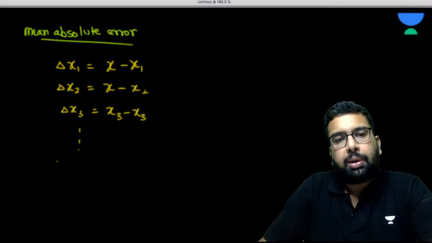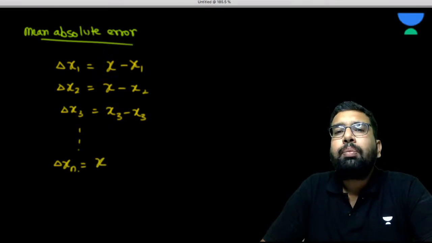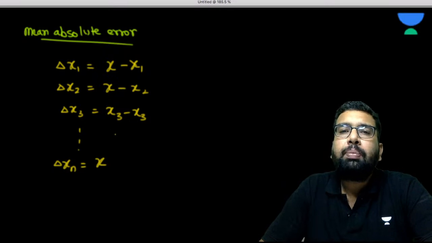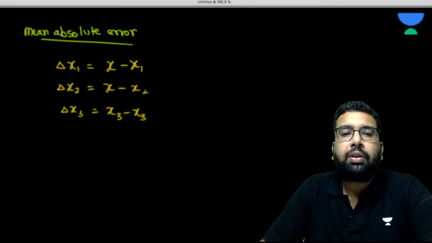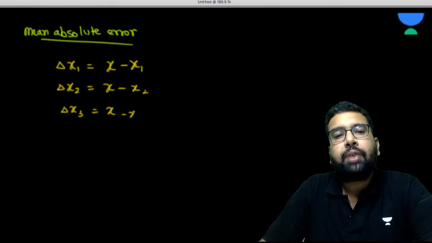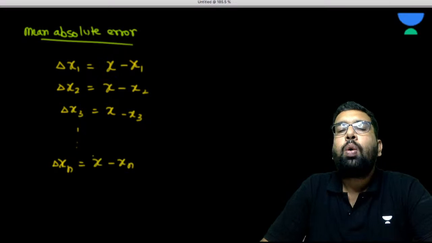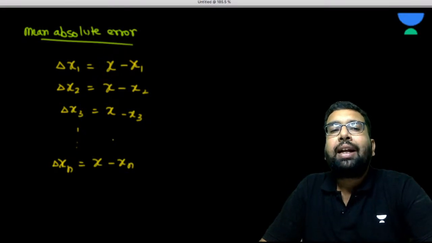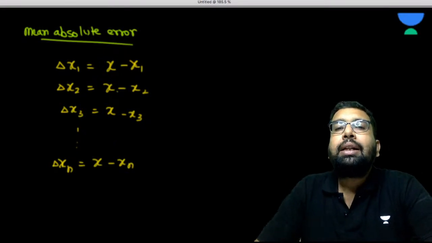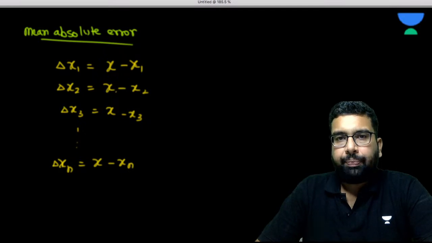What is going to be the error in the nth measurement? Why do we use n? Because you can put any number in terms of n. Oh, I have written x3 here, sorry, this is x minus x3. And now what is delta xn? Delta xn is going to be x minus xn. This way you are getting the absolute error in each of the measurements.